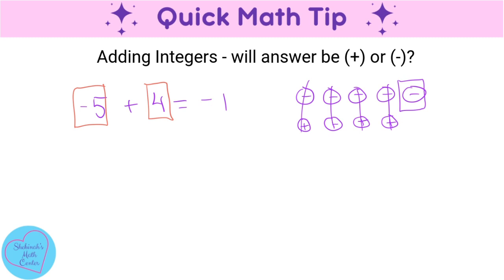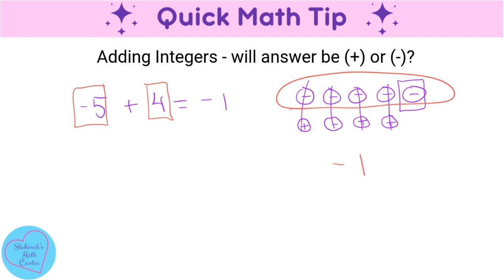This is why the algorithm for adding two integers where one is positive and one is negative is to take the difference of the two numbers. So if you have 5 on the top and 4 on the bottom, the difference would be 1. The sign of your answer will be whatever you have more of. The difference between 5 and 4 is 1, and then we have more negatives. So our answer is -1.